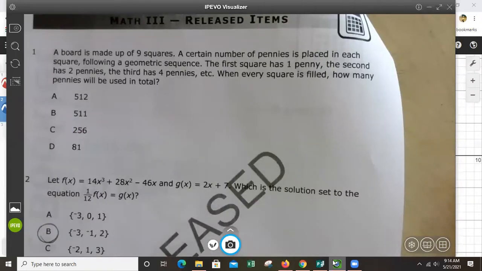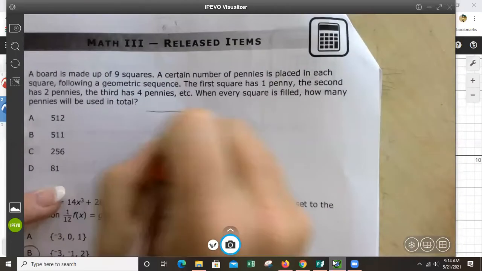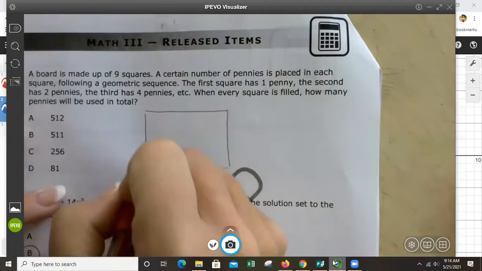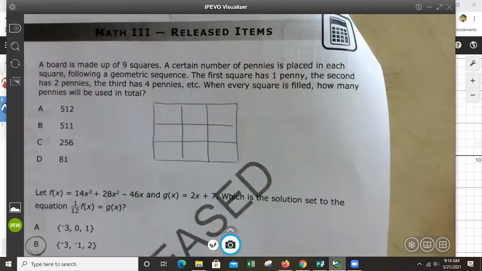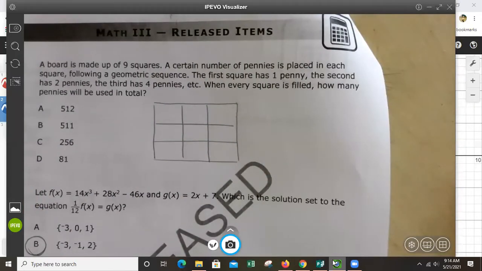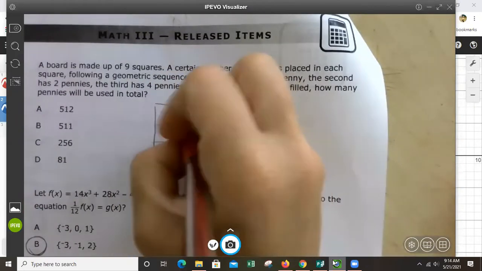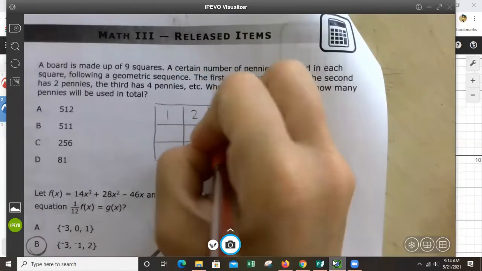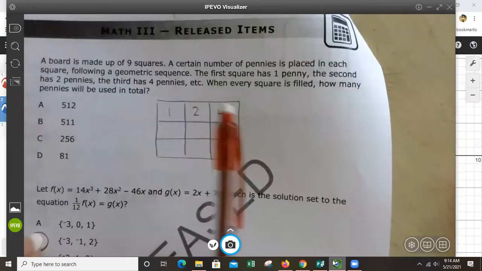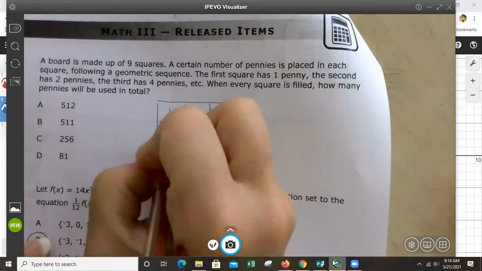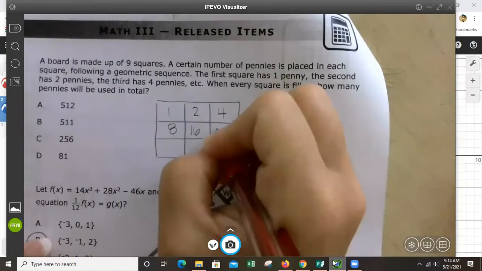So it says a certain number of pennies is placed in each square. So I did a 3 by 3, so that makes my 9 squares. The first square has 1 penny, the second has 2, and the third has 4. Here's the problem. If you don't do it geometrically and you add, you're going to get the wrong number, right? So we need to think geometric. We need to think multiply. What am I multiplying here? 2. So what's the next box going to be? Next box. Keep going.